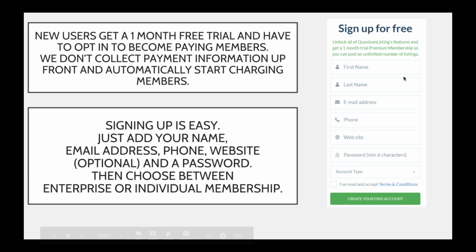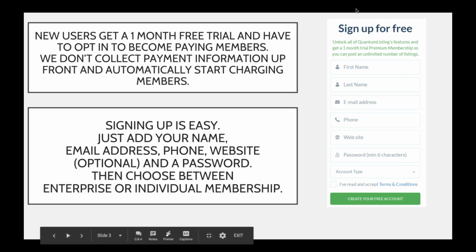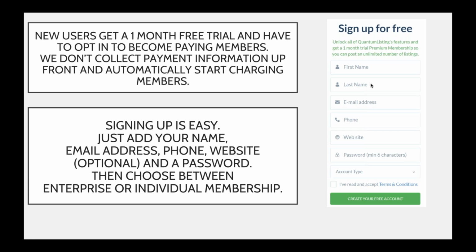When you sign up for Quantum Listing, you get a month free trial membership. During the trial, you can use all of the features of the website. There's no limitations. You can start posting as many listings as you want. At the end of the trial, you have to opt in to become a paying member. We don't collect your payment information up front and automatically start charging you.